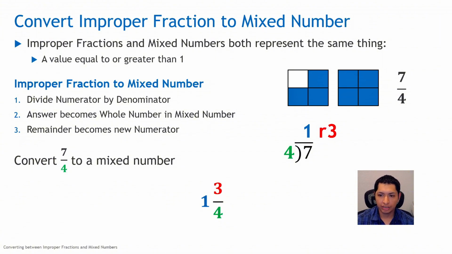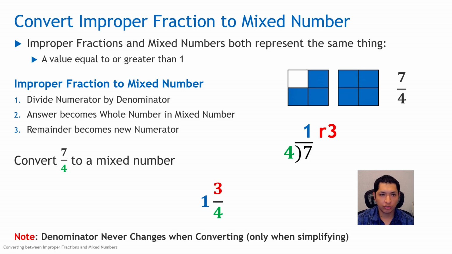The remainder is 3, that was what was left over when you did this division problem, and that becomes the new numerator, as mentioned in step 3. And finally, the denominator is 4. And one thing to note about conversion between improper fraction to mixed number and vice versa is that the denominator never changes when you're converting.